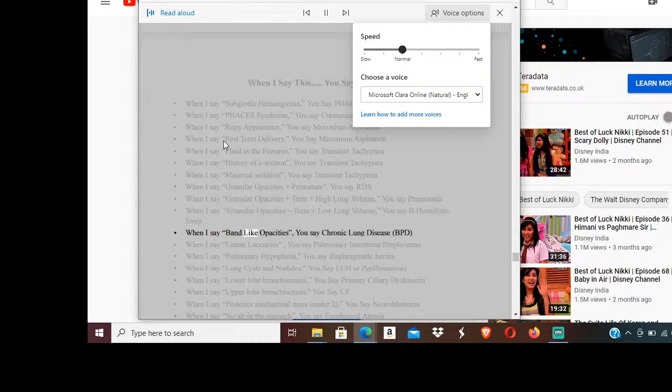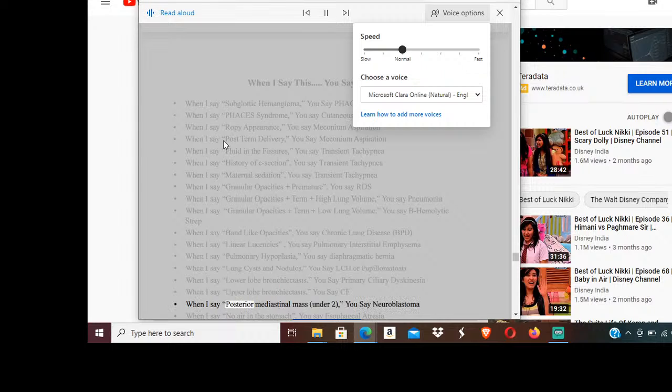When I say band-like opacities, you say chronic lung disease, BPD. When I say linear lucencies, you say pulmonary interstitial emphysema. When I say pulmonary hypoplasia, you say diaphragmatic hernia. When I say lung cysts and nodules, you say LCH or papillomatosis. When I say lower lobe bronchiectasis, you say primary ciliary dyskinesia. When I say upper lobe bronchiectasis, you say CF.